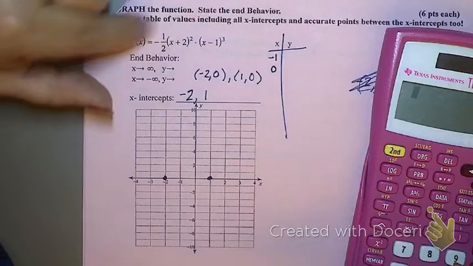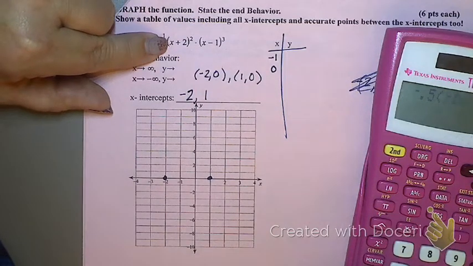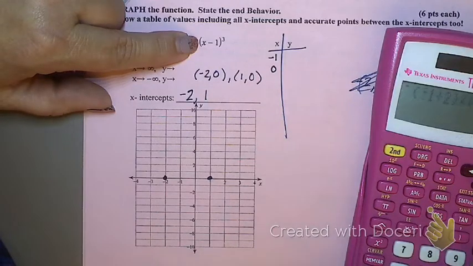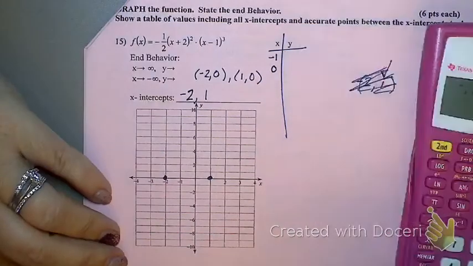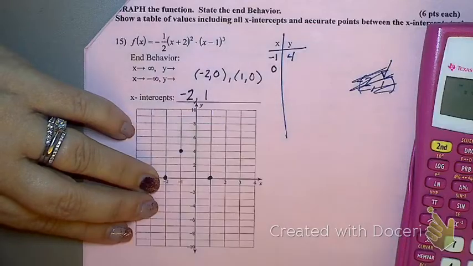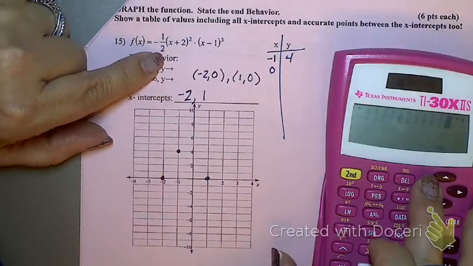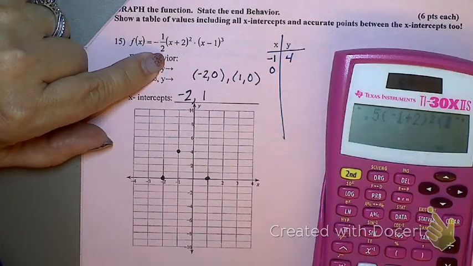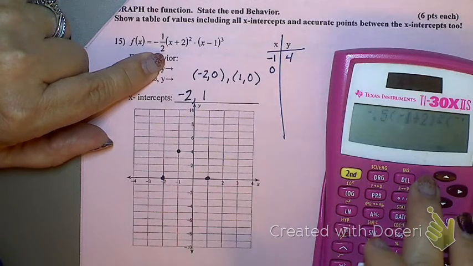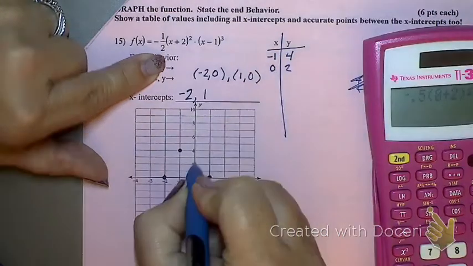Okay? If I plug in -1 here, -0.5 times (-1 plus 2) squared, times (-1 minus 1) to the third, I get 4. So -1, 4 is on my graph. And then if I go back and I change both of those x's to zeros, delete the negative sign and call that a 0, I get 2. So 0, 2 is on my graph.